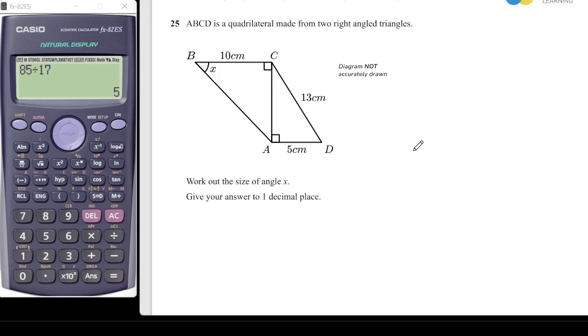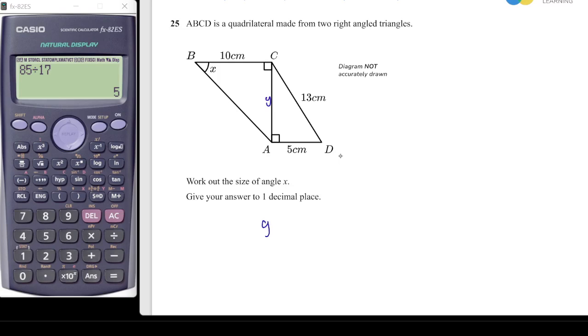And question 25. So ABCD is a quadrilateral made of 2 right-angled triangles. Work out the size of angle X, giving your answer correct to 1 decimal place. So we're going to have to use, I'm going to call this length here Y. I'm going to have to work out this first of all, and then once I've done that, I can work out X.